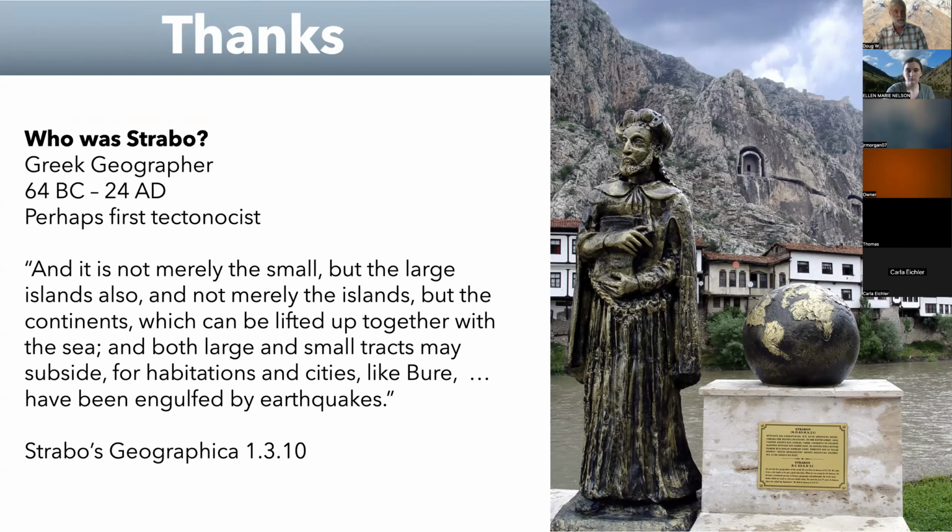This is just a statue of Strabo. He was a Greek geographer and lived 2,000 years ago. But he wrote about probably the first tectonics understanding of earthquakes, volcanoes, and uplift and subsidence.